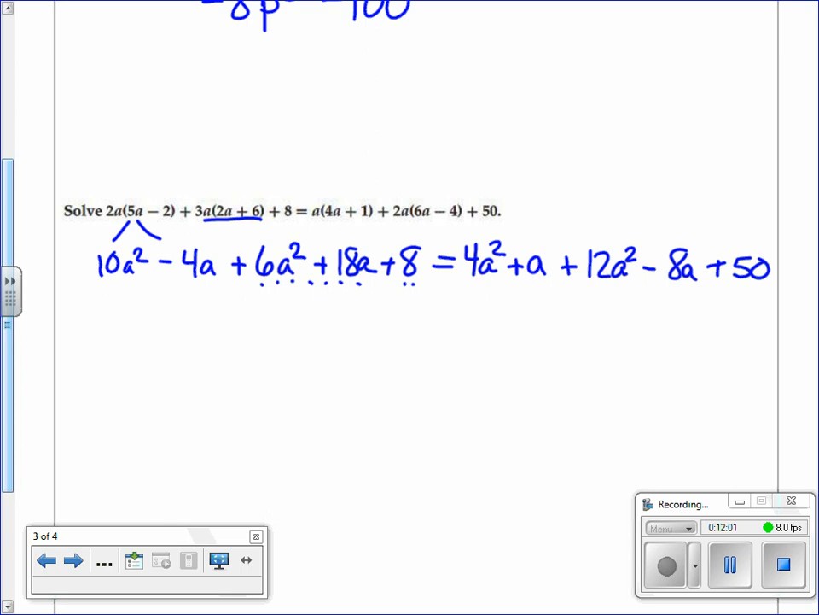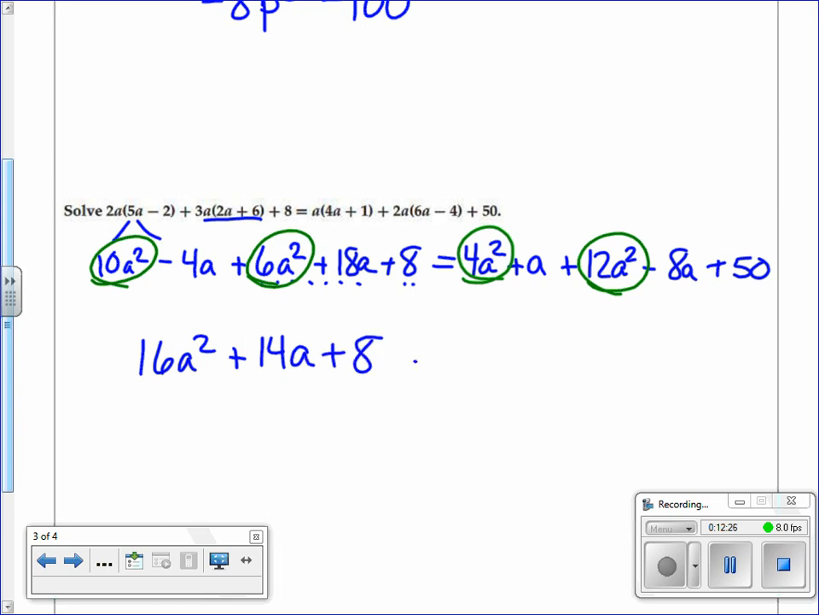Let's combine our like terms, okay? If you're thinking that this is horrible, I promise you it's not. It's just a process, and I swear that's all it is. I'm going to combine my like terms on either side of the equal sign. So I have 16a squared, negative 4a and 18a gives me 14a, plus 8 equals 16a squared, a minus 8a is negative 7a, plus 50.